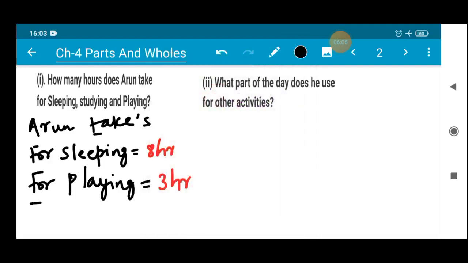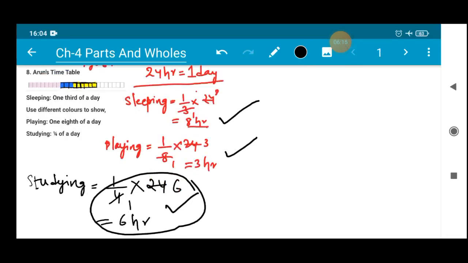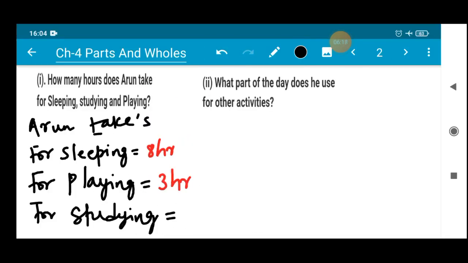Next, for studying. For studying, how much is it? For studying he is spending 6 hours in a day. So let me write 6 hours. Alright, so this part of the question is over.